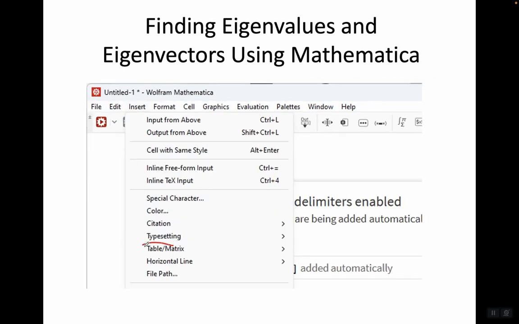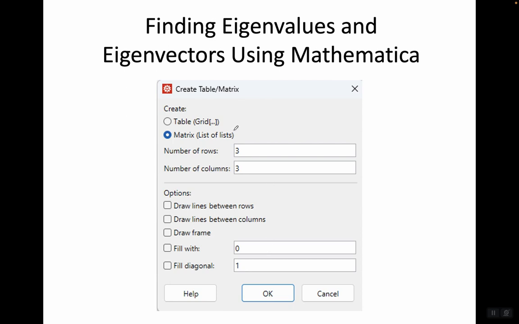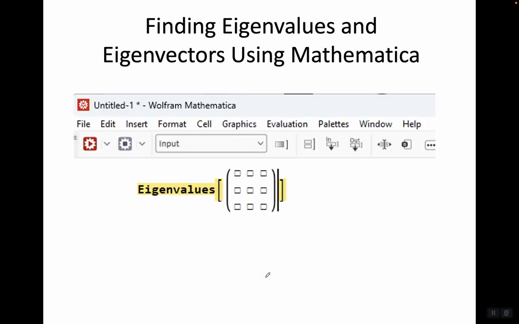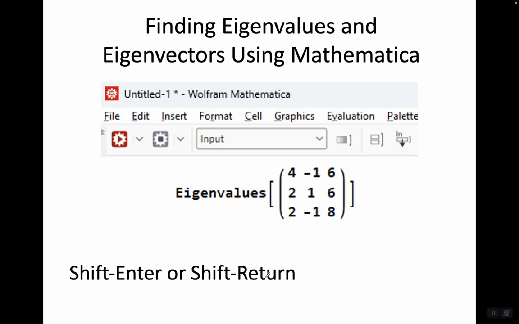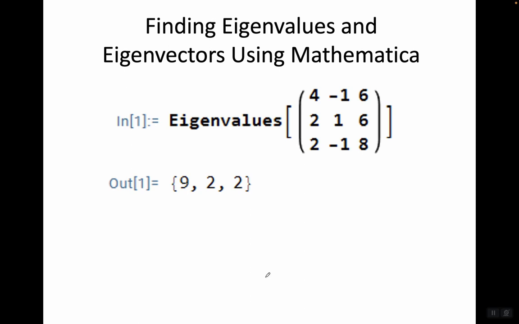Now we need to input the matrix. So click Insert and choose Table Matrix. And you'll get this. We don't want a table. We want a matrix. And we want it to have 3 rows and 3 columns. Click OK, and you'll get something like this. Now it's just a matter of entering the values of the matrix into this matrix. We do that, and then this is key. Don't press Enter. Press Shift-Enter, or if you have a MacBook, Shift-Return. Enter is not going to do anything. Return is not going to do anything. And you'll get this, 9, 2, 2.